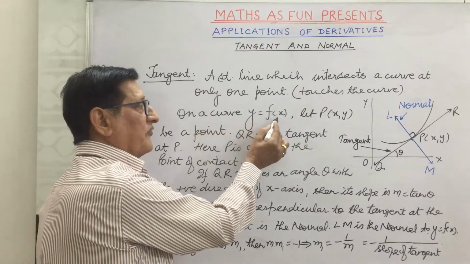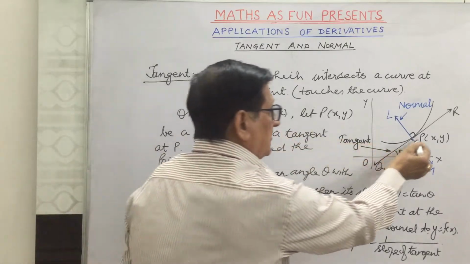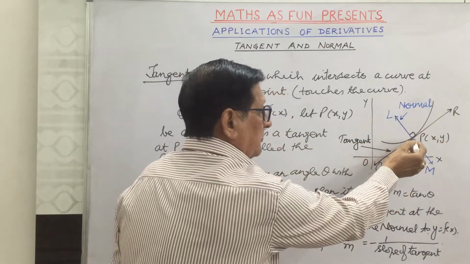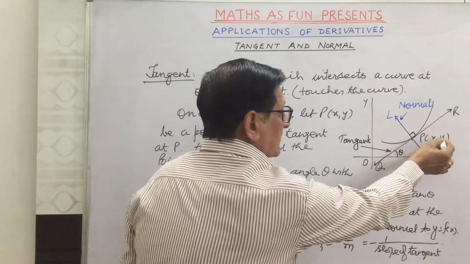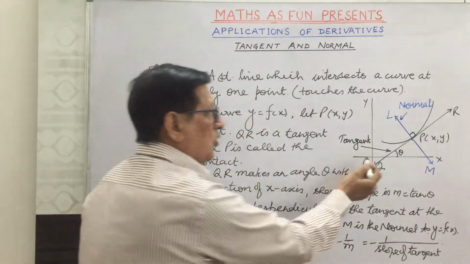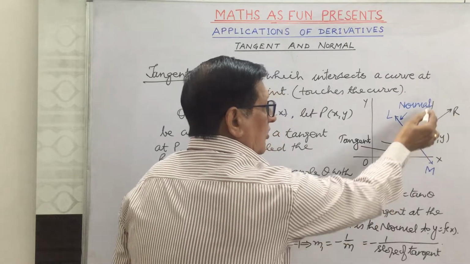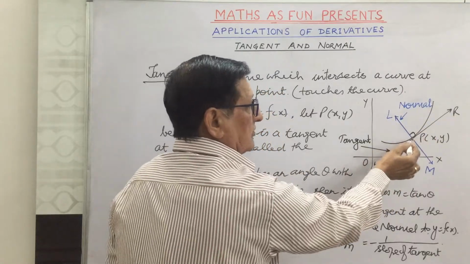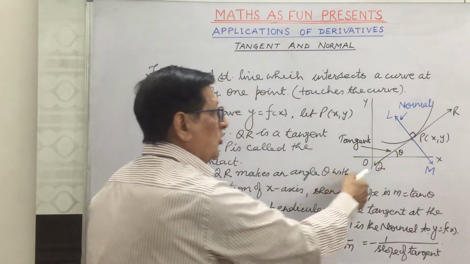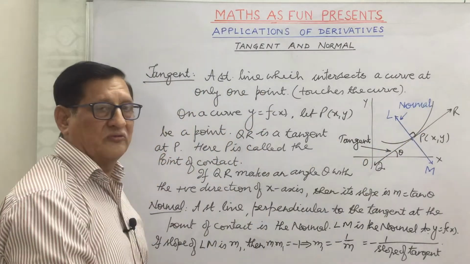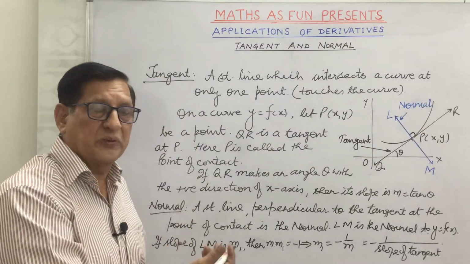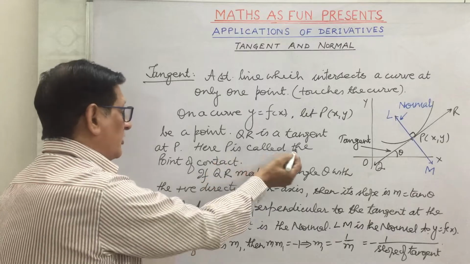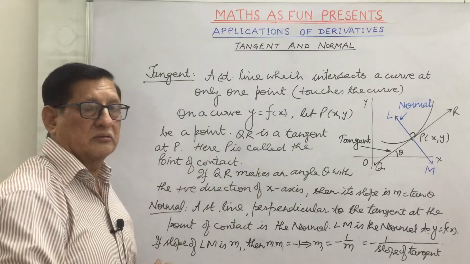Let y equal to f(x) be a curve, and at point P whose coordinates are (x, y), QR touches or intersects the curve at one point. So QR is a tangent to the curve at point P. Then what is P known as? P is called the point of contact.